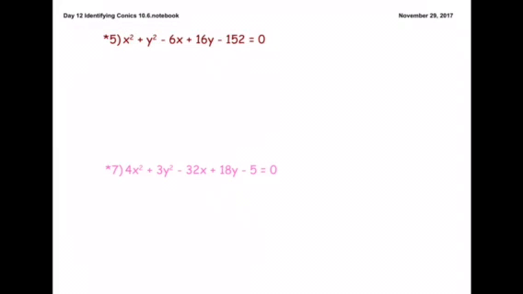Question number 5, we had two positive squared terms and their coefficients were the same, so we are working with a circle. Again, you want to group your x's and your y's together. Move your constant to the right-hand side of your equation. Add your boxes.